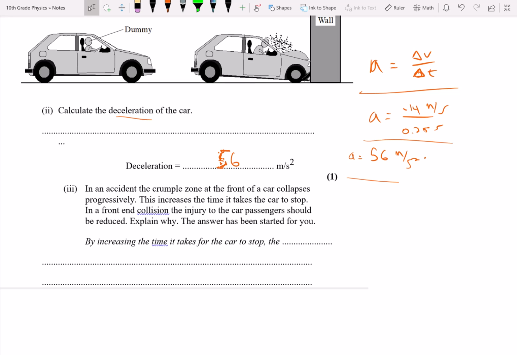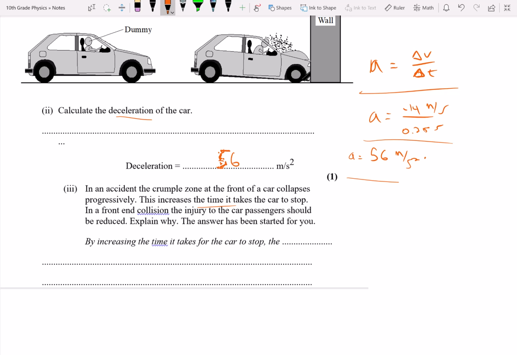In an accident, the crumple zone at the front of the car collapses progressively. This increases the time it takes for the car to stop. In a front-end collision, the injury to the car passengers should be reduced. Explain why. The answer has been started for you. By increasing the time it takes for the car to stop.